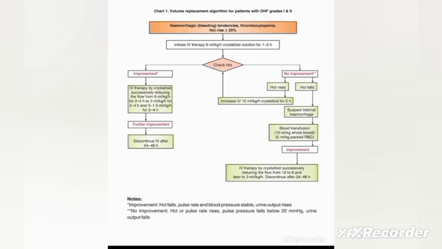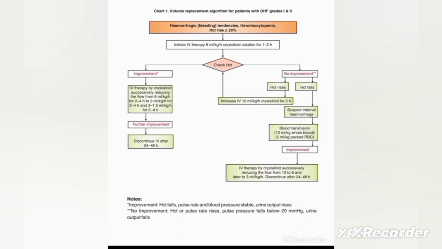Next, in case of dengue hemorrhagic fever, category 1 and category 2, we have to initiate IV therapy for this patient, based on the kilogram weight of the patient. If there is improvement, we will gradually decrease the amount of fluid, and if there is good improvement, we have to stop the IV fluid. During this time, we have to check the hematocrit values. And if the hematocrit values improve, again we will gradually decrease the IV fluids.